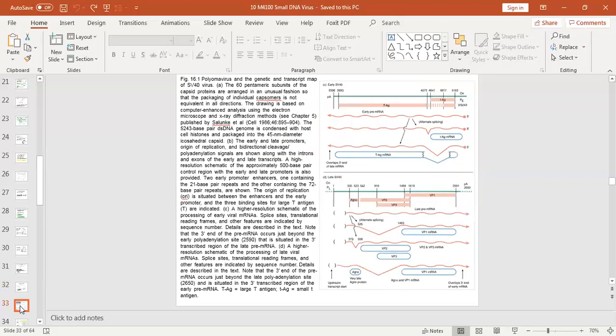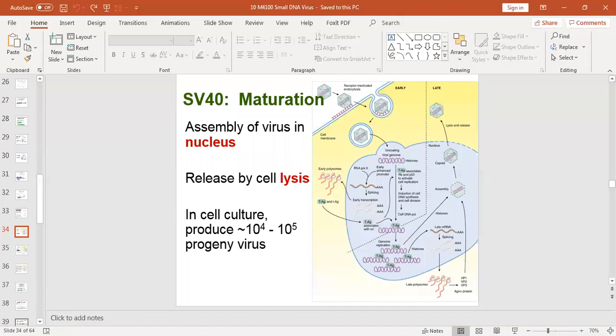Slide number 33 is just a depiction of these two processes: early gene expression and late gene expression of SV40. I strongly encourage you guys to take a look at this and make sure you get a good grasp of it. Moving to slide number 34, SV40 maturation. Let's take a step back and see what's going on so far.